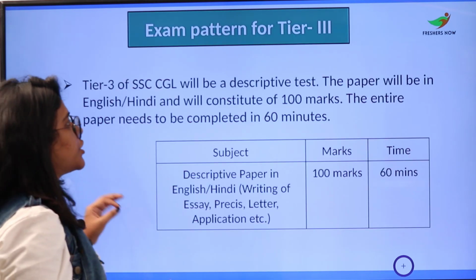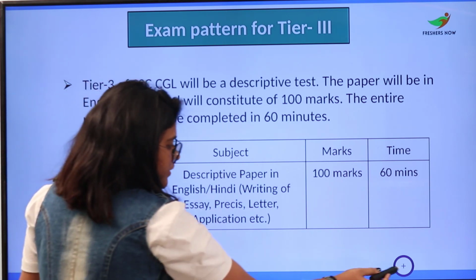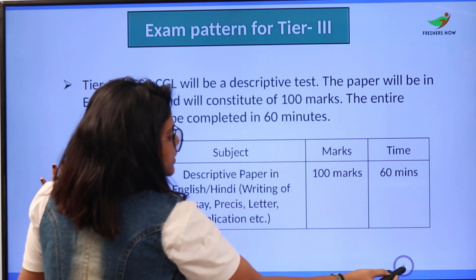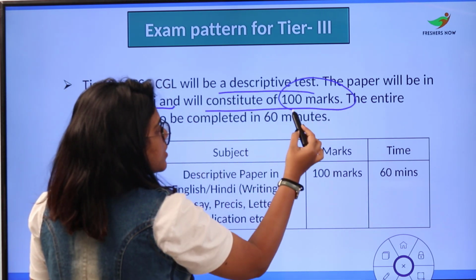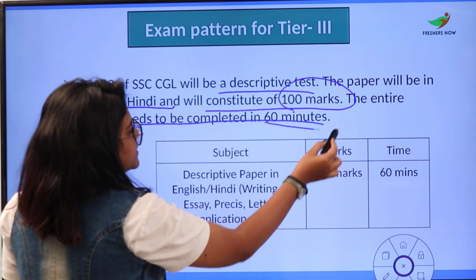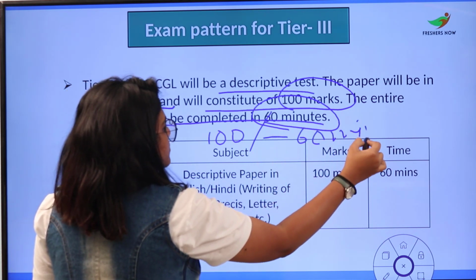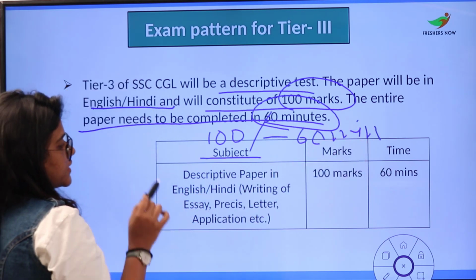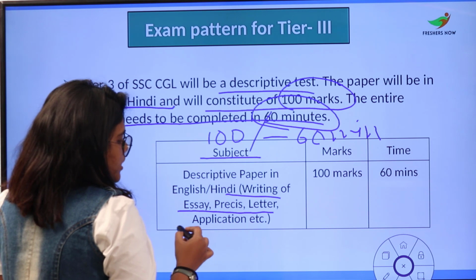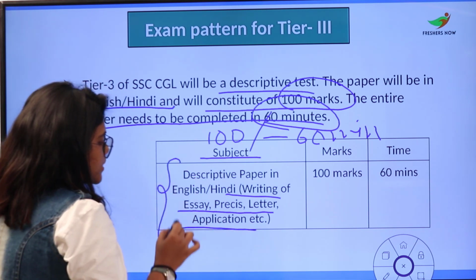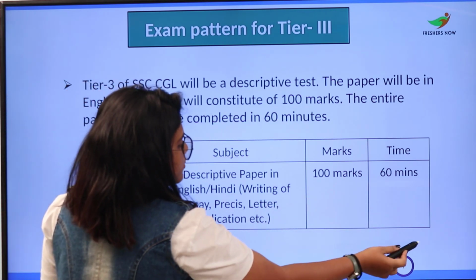The exam pattern for tier 3 is as follows. The tier 3 of SSC CGL will be a descriptive test. For the descriptive test, the paper will be in English or Hindi and will have 100 marks. The entire paper needs to be completed in 60 minutes. The subject of examination is a descriptive paper in English or Hindi, writing essays, precis, letter, application, etc. So on these particular areas, you will be tested with 100 marks, again 60 minutes, as I've already mentioned.